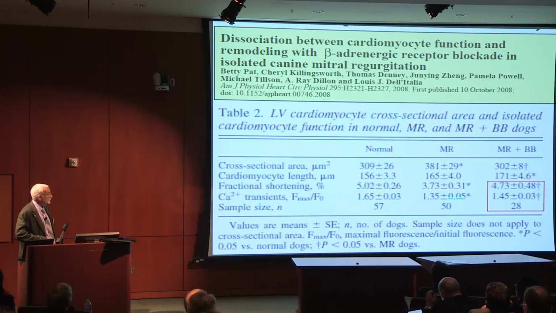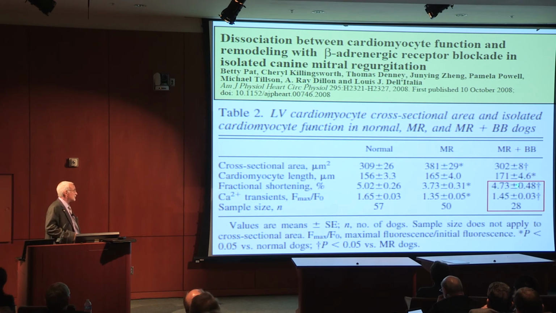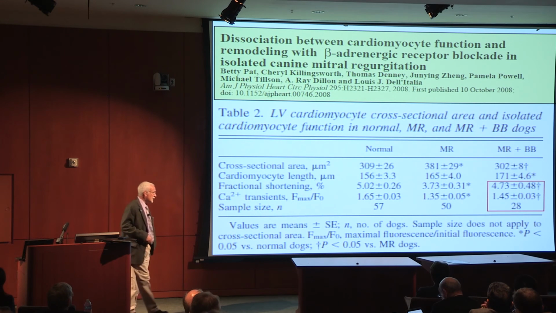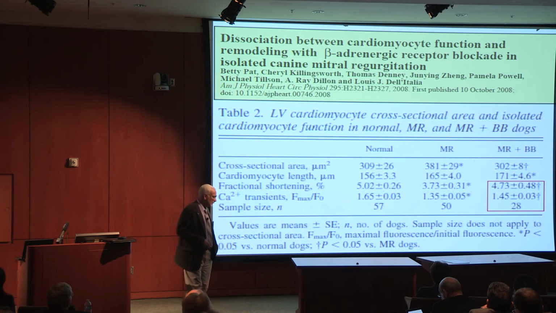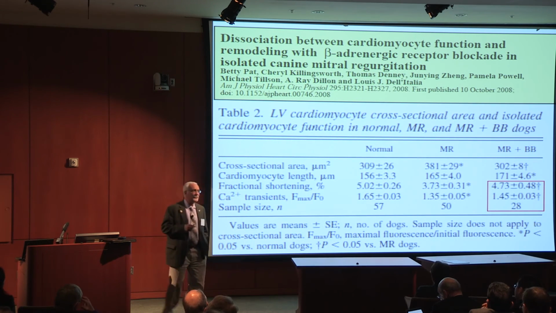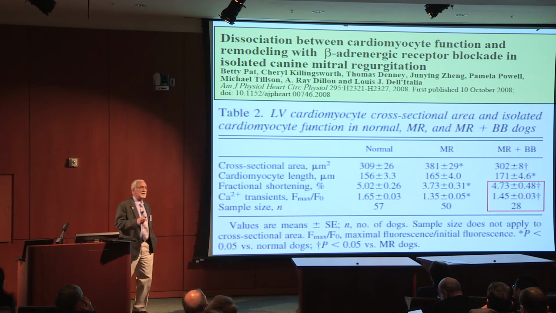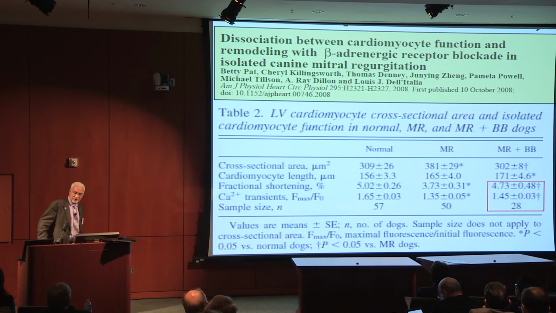We saw the same thing in the dogs in terms of improvement in fractional shortening, just like Blaze did, and an improvement in calcium transients in dogs treated chronically with beta receptor blockade. In addition, Blaze showed the same thing and also an improvement in myofibrillar density of the cardiomyocytes.